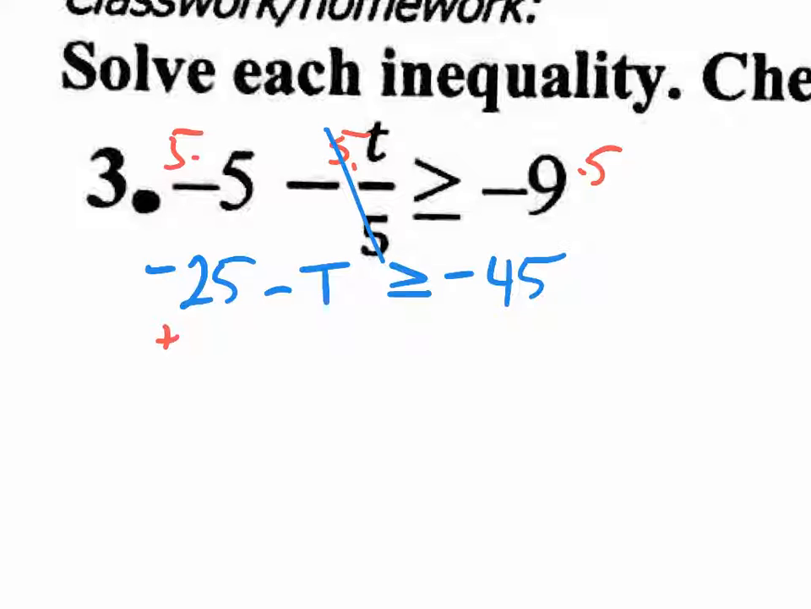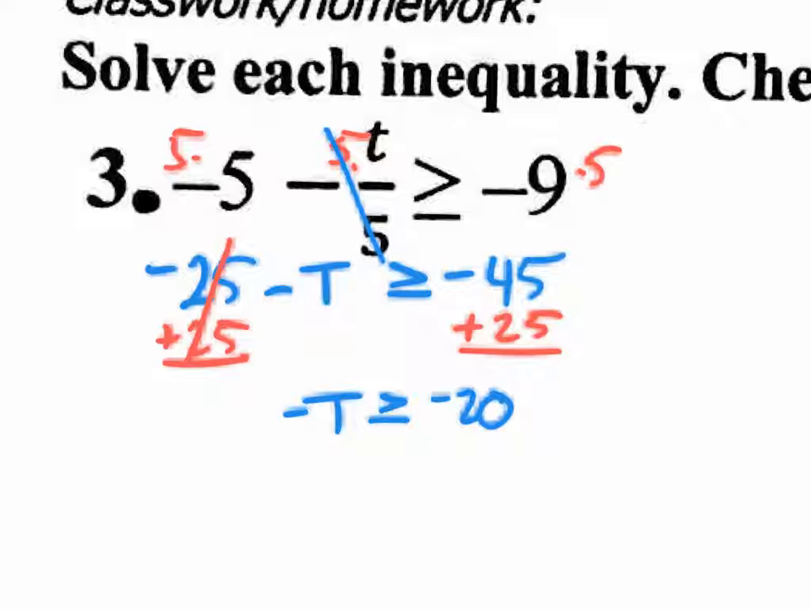Sounds good to me. So plus 25, that'll be 0 right there. And what you do to one side, you do to the other side. Add 25 over here. So my new inequality will be, yep, the negative t comes down, and on the right side you have -20. So for my final step, Oscar, what do I do? To get that t by itself, I need that t to be positive. What do I do?